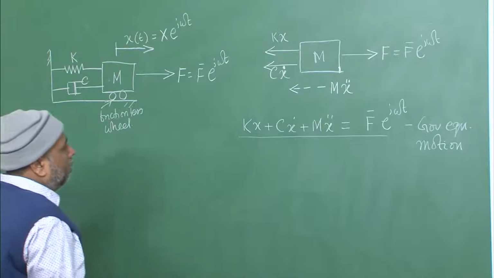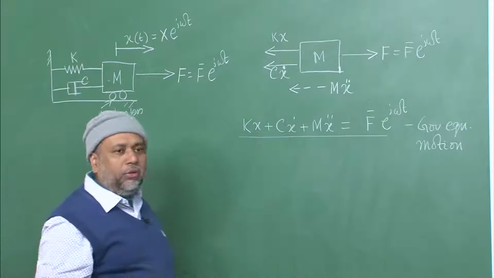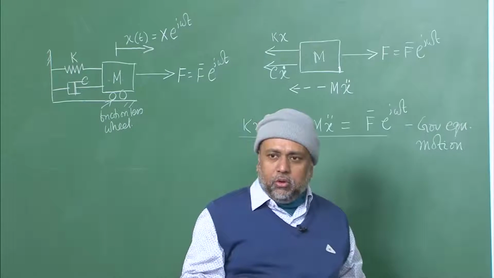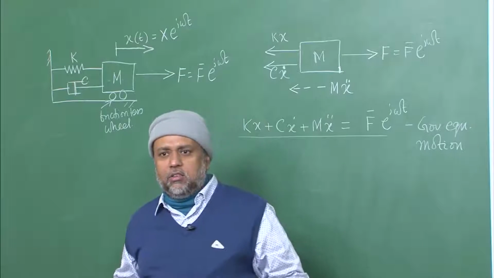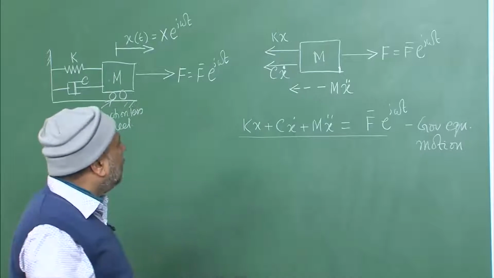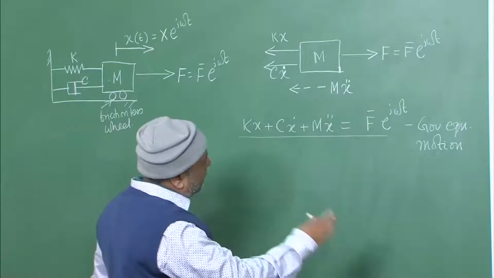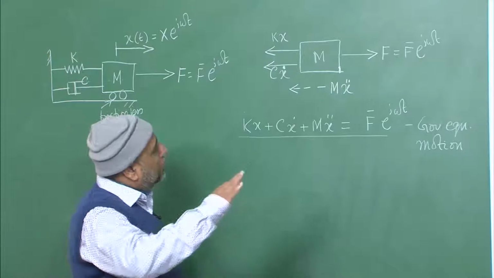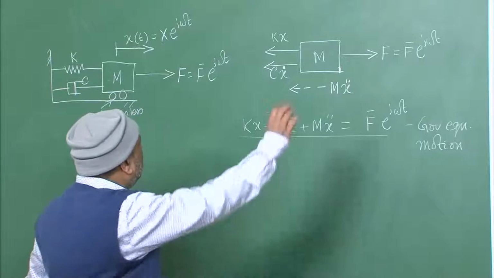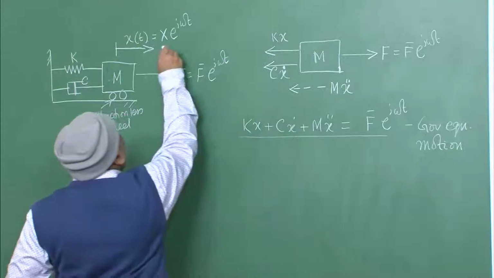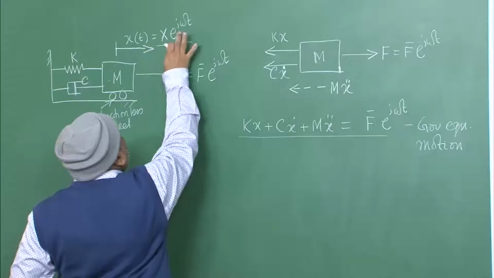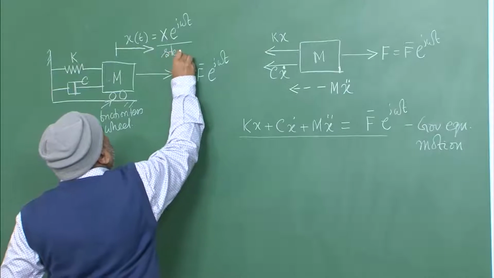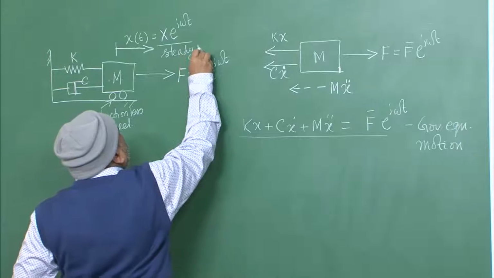Now, we can try to find out what the solution of this system will be, not in the transient case, but in the steady state. That means, after some finite time, what will be the nature of the solution of the system. So, in the steady state, the response is also harmonic in nature. So, this is the steady state response of the system.